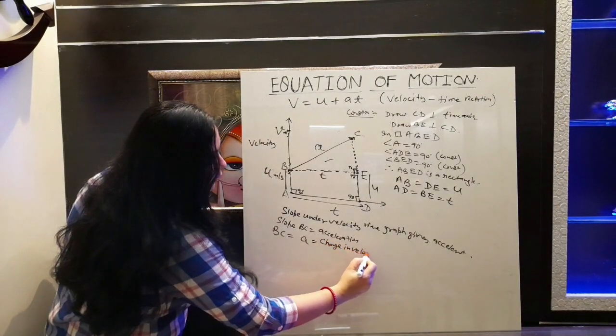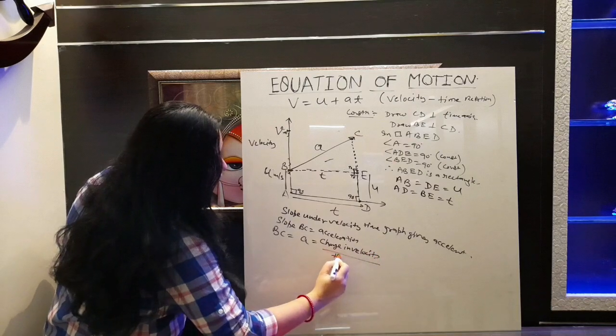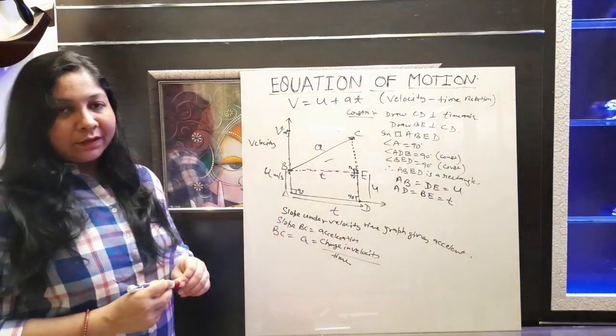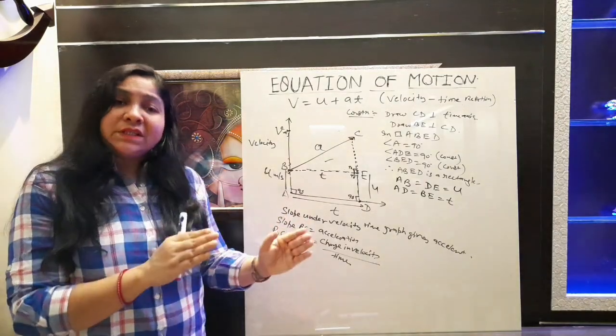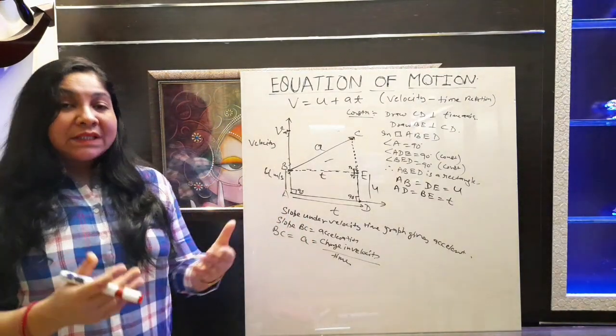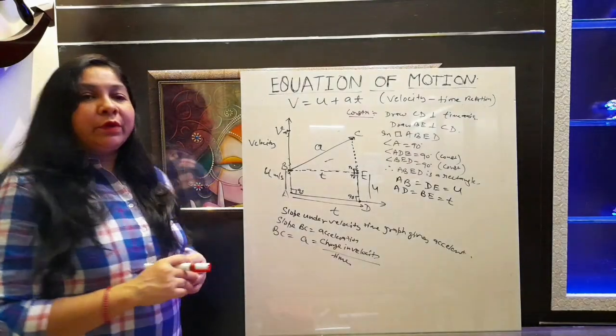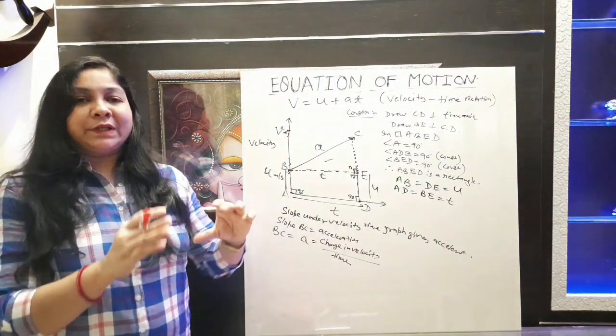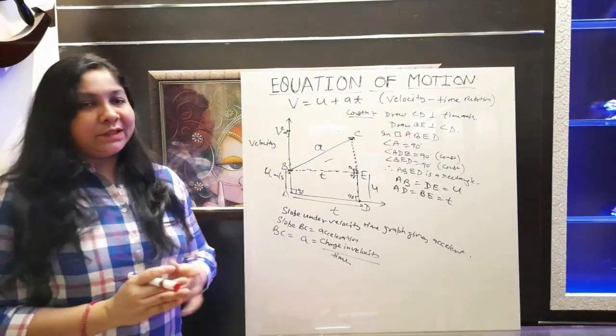Change in velocity with respect to time. Right now, this is acceleration only. It is change in velocity with respect to time. Now we need to find the change in velocity. How can we find it? Only by subtracting the initial velocity from the final velocity.